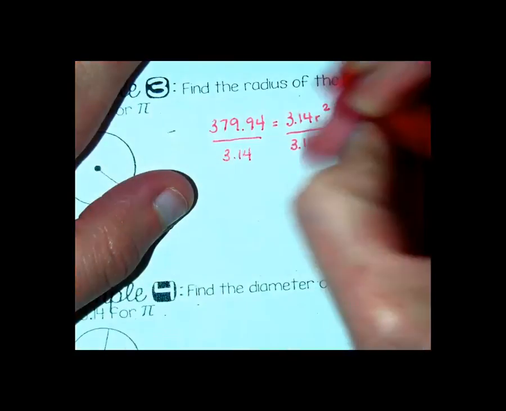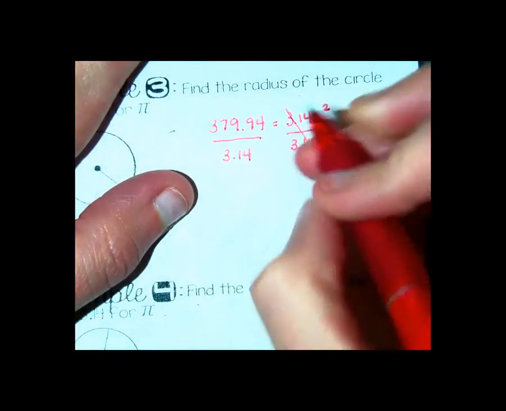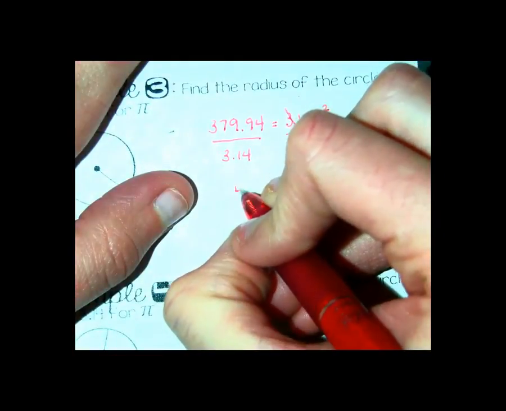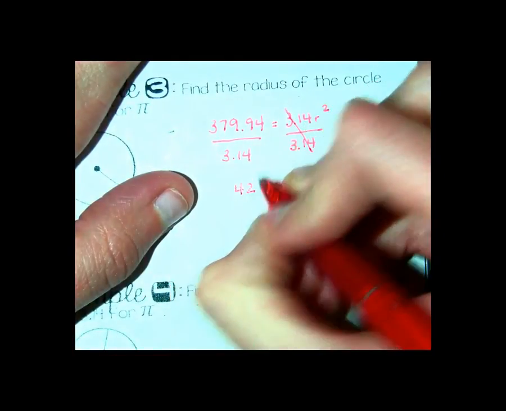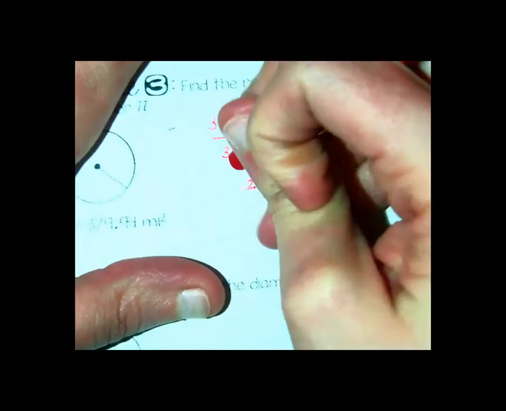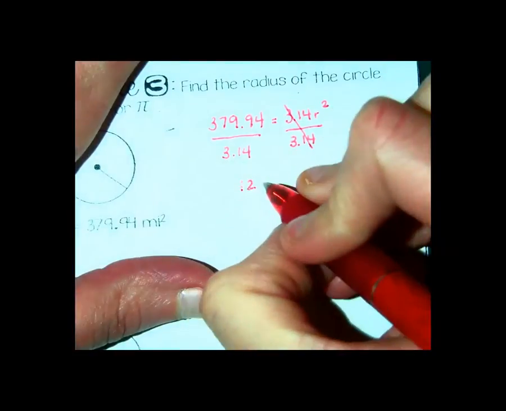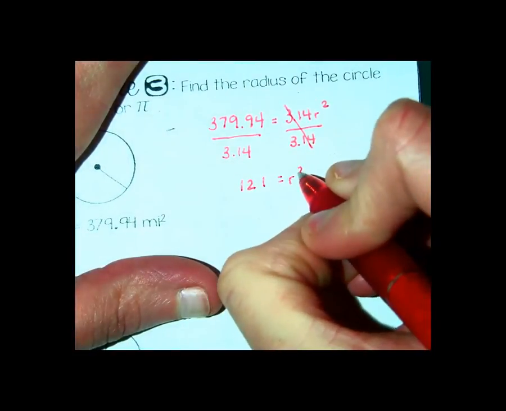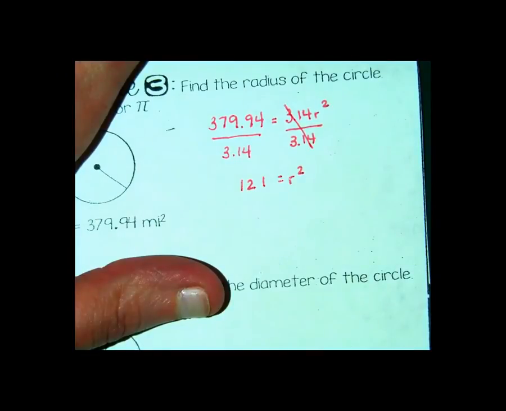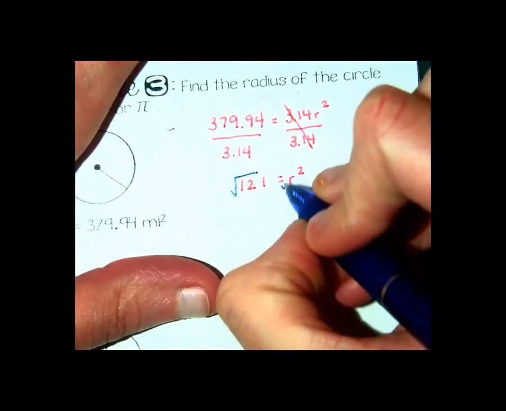What is 379.94 divided by 3.14? 121 equals r squared. So then what'd you do? Took the square root. R equals 11.